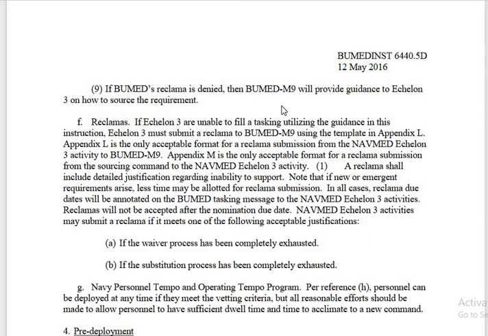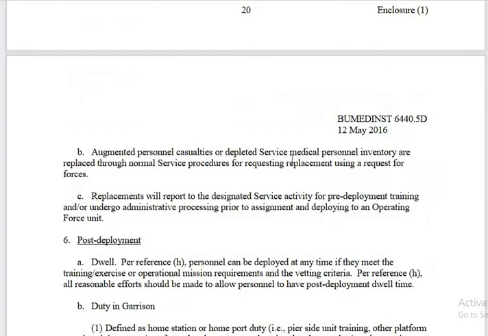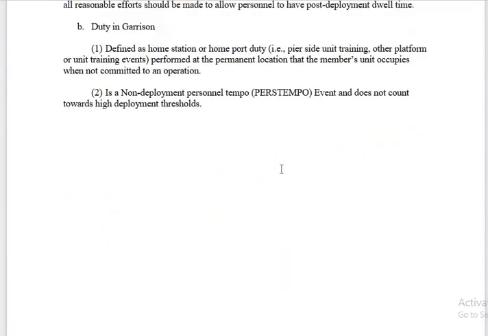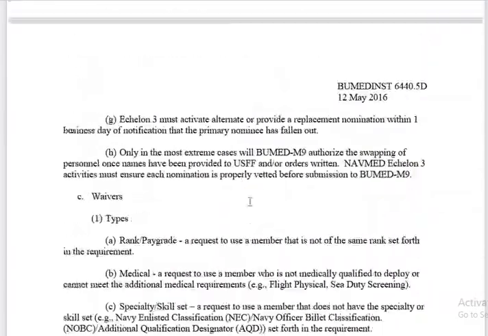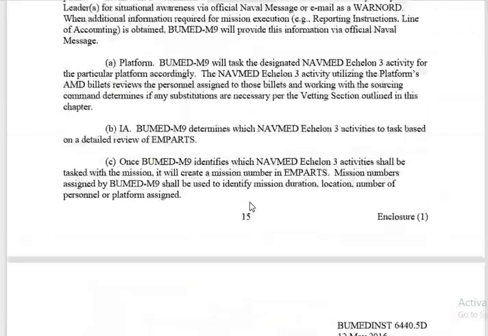I would say knowing that order and knowing the order of precedence in Chapter 2 are probably the 2 most important things in this instruction, or earlier in Chapter 3. I'd say even more important than the form, even more important than all the timelines. Remember waiver, substitution, reclama. Remember that order. Let me pull up the other one. I don't have it memorized yet.